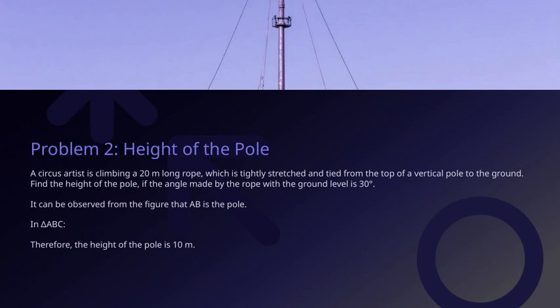Since we know the length of the rope and the angle it makes with the ground, we can apply the sine function, which relates the opposite side, that's the height of the pole, to the hypotenuse, which is the length of the rope.